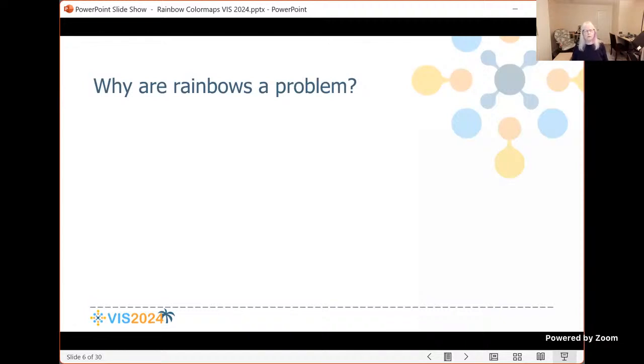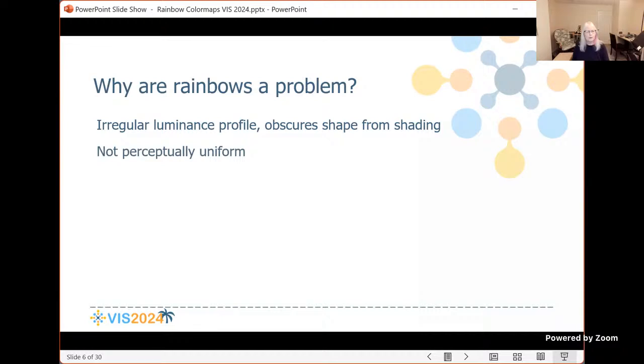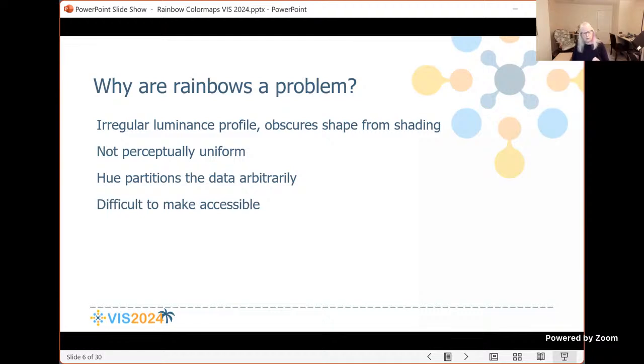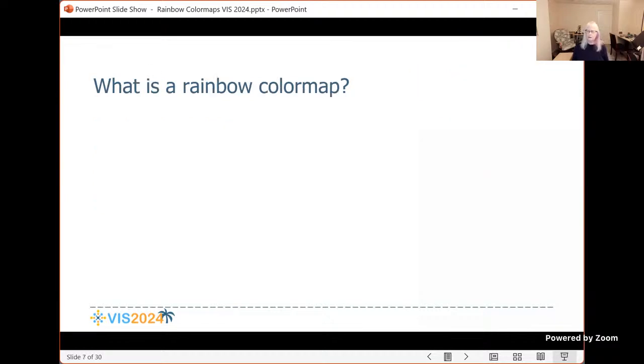So why are rainbows a problem? Well, they have irregular luminance profiles which obscure shape from shading. They're not perceptually uniform. The hue partitions the data, sometimes arbitrarily, and they're difficult to make accessible. And so the structure of this talk is to go through each of these points in turn. But before I do that, let's ask and answer, what is a rainbow color map?